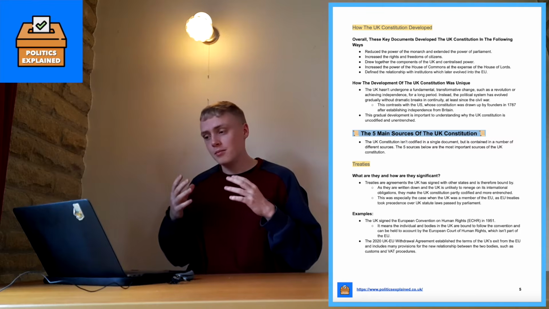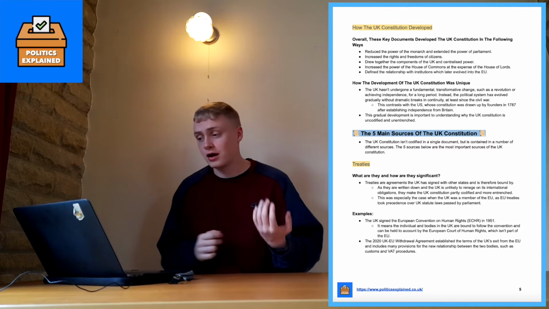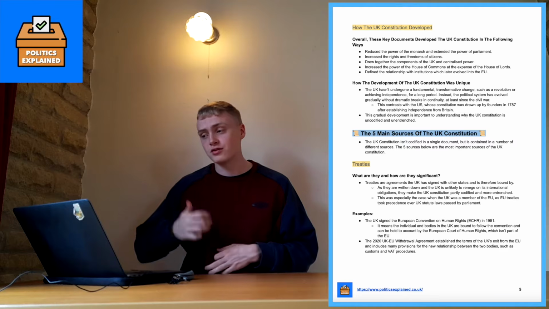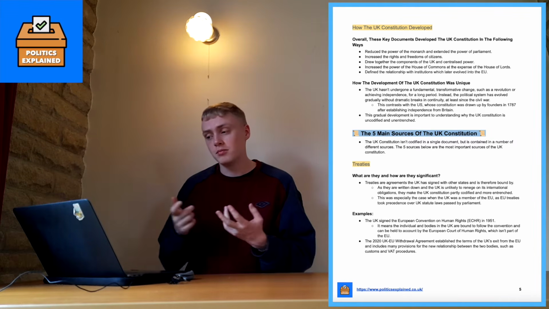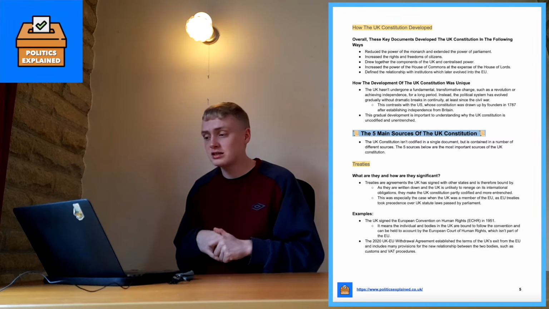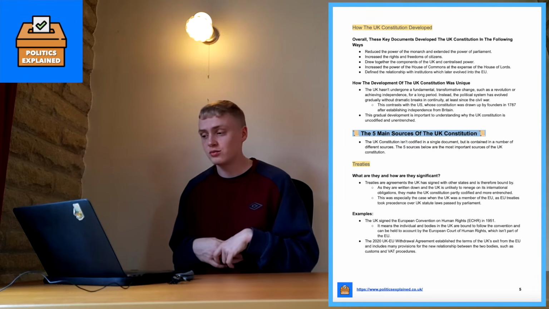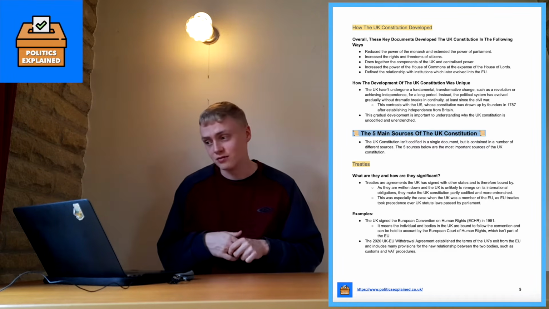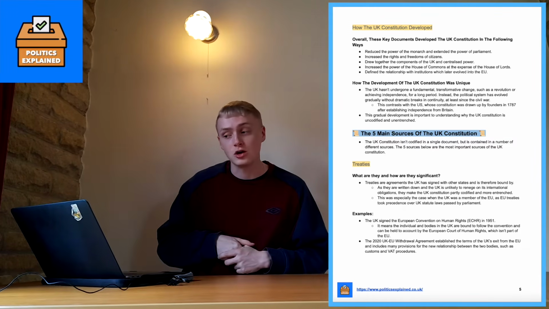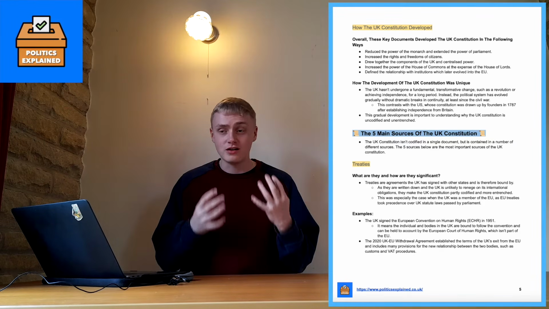And overall, these key documents developed the UK Constitution in the following ways, as I said. They reduced the power of the monarch and extended the power of Parliament, increasing parliamentary sovereignty. They increased the rights and freedoms of citizens. They drew together the component parts of the UK and centralised power in the UK Parliament. They increased the power of the House of Commons at the expense of the House of Lords, so you see that democratisation. And they defined the relationship with institutions which later evolved into the EU, first joining the European Economic Community, and then in 2020 leaving the EU. Crucially, this development of the UK Constitution was very unique.